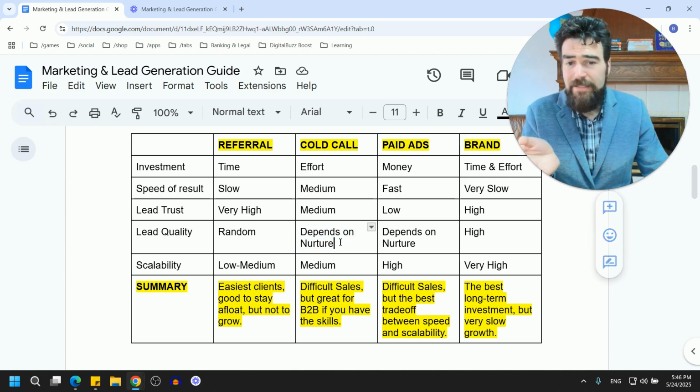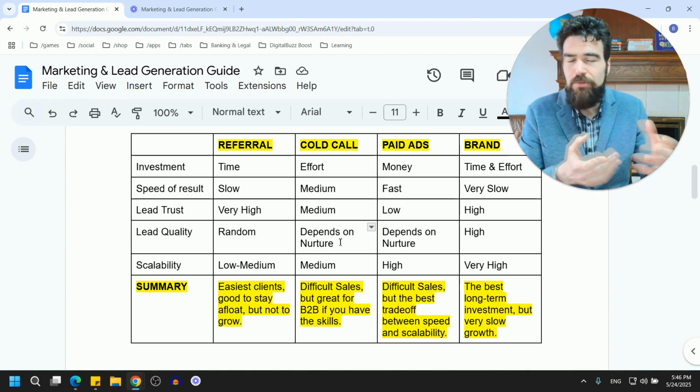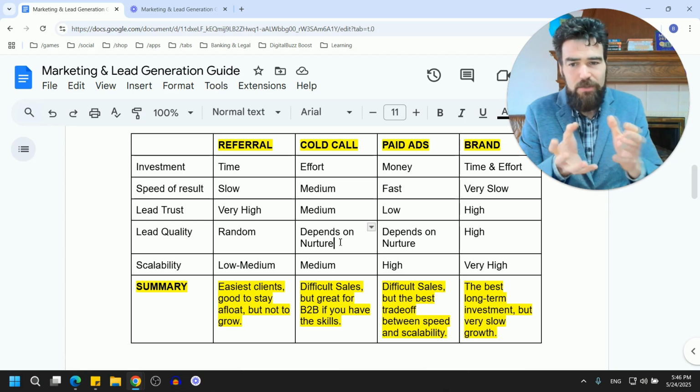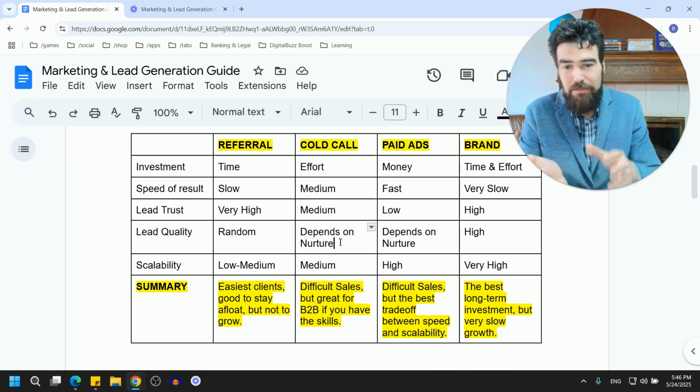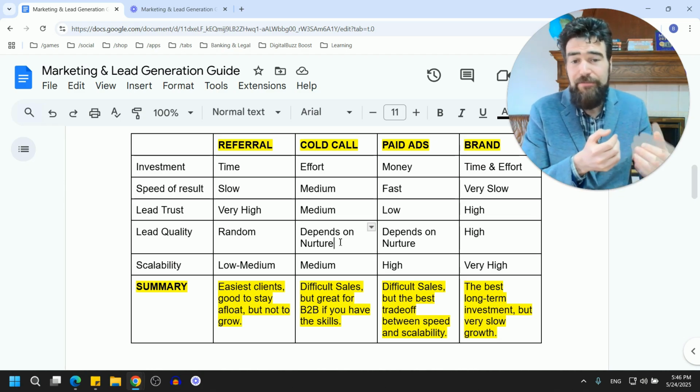The lead quality here, it really depends on the nurture, and it really depends on the skill of how you deal with the customer, and also, of course, the type of customer you're dealing with as well. But my point here is that the quality can be very bad, but it can also be quite good or even very good if your nurture is very good.